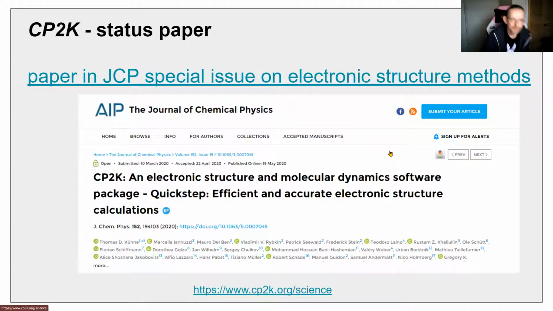There's a fairly recent review paper of the methods available in CP2K. Again, you can find the link on the website. There's an incredible issue of the Journal of Chemical Physics from getting on for a year ago with review articles from a number of the big software packages, and CP2K was there. You can find quite a lot of details on these methods in that paper.